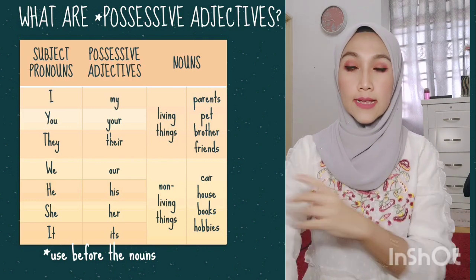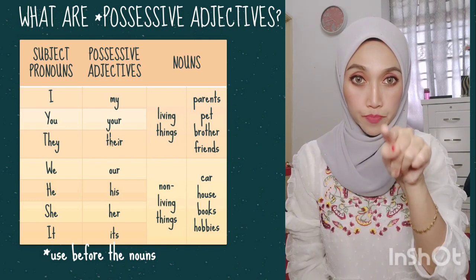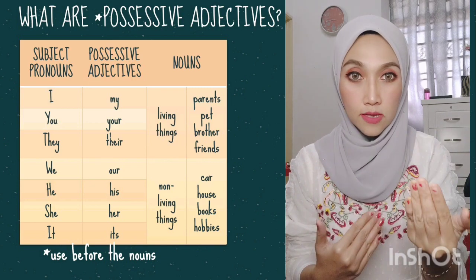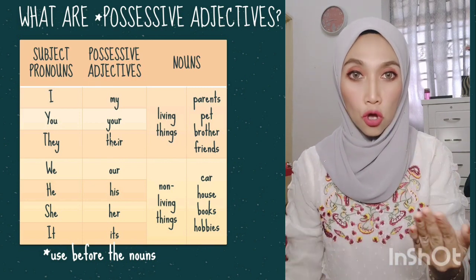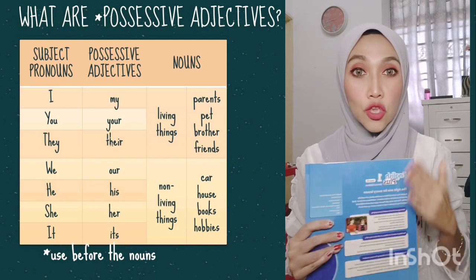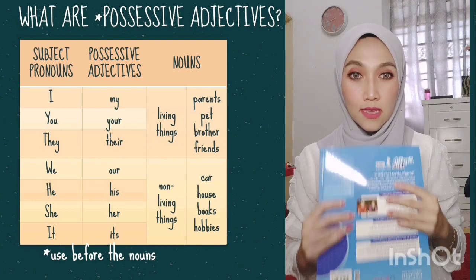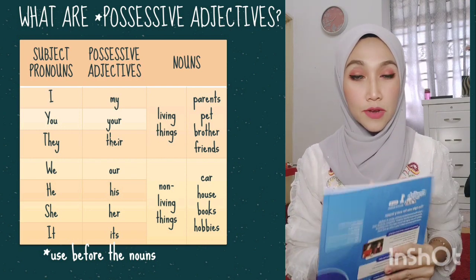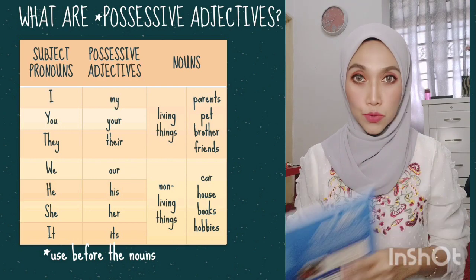Next, you. To show something that is yours, you use your. This is your book. This is your books. It means the book belongs to you.